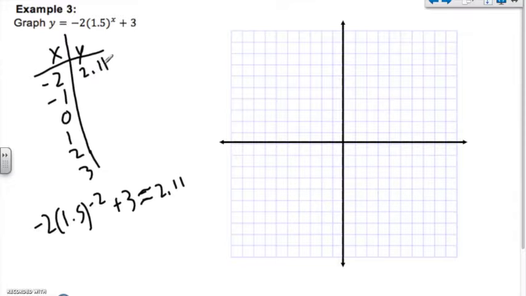Alright, again, I want you to go ahead and pause this video and fill out the remainder of the table for us. You might get some numbers that aren't so pretty, kind of like our 2.11. That's okay. And we'll check back in just a second to see what you got.